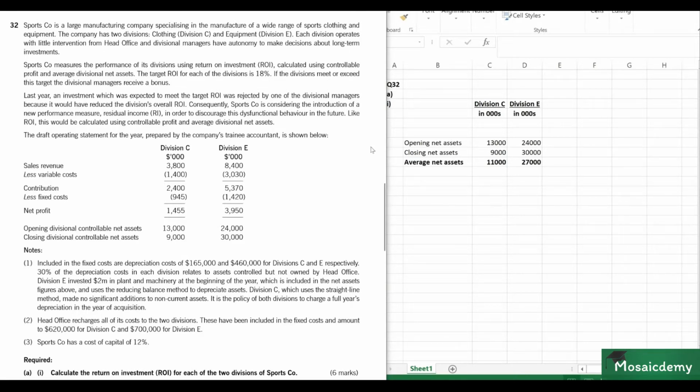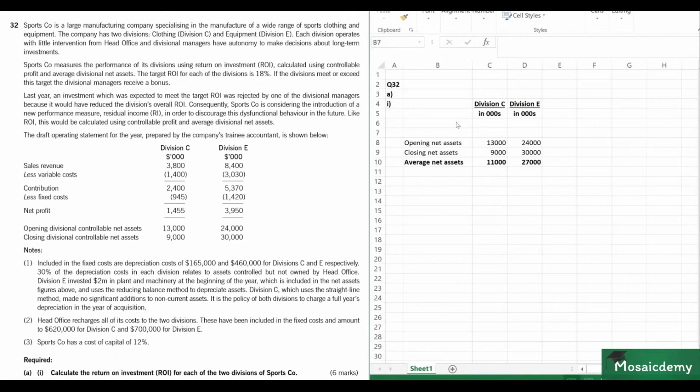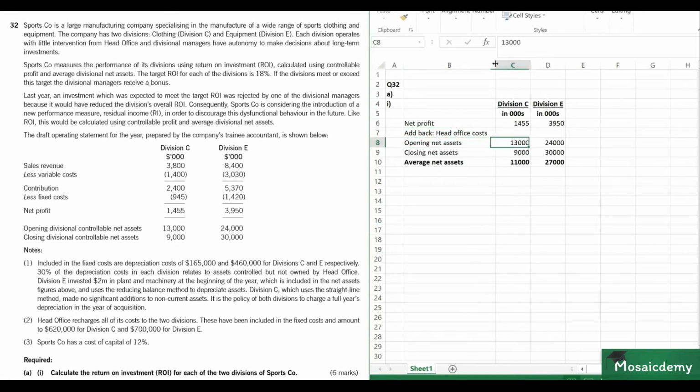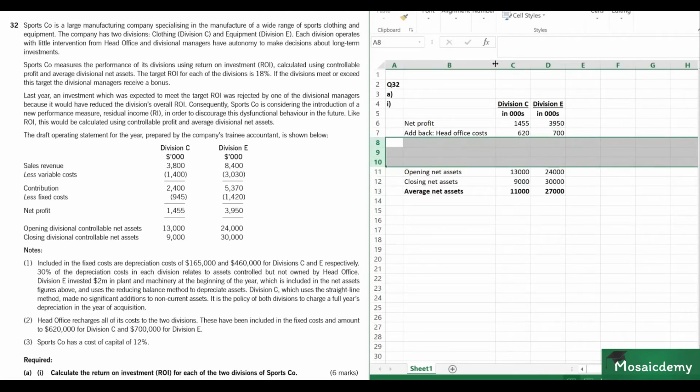So we'll start with the net profit, because a lot of things have happened in the fixed costs which are not controllable. Net profit for C is 1455 and for E is 3950. We need to add back. Let's start by adding the head office costs because they are not controllable. Head office costs, for C these are 620,000. Remember, these are in thousands, so 620 here and 700 here.